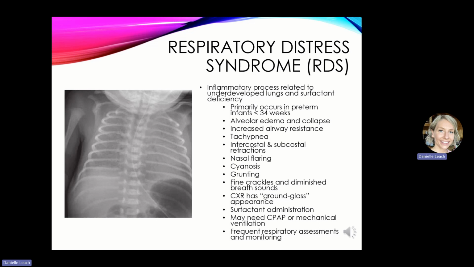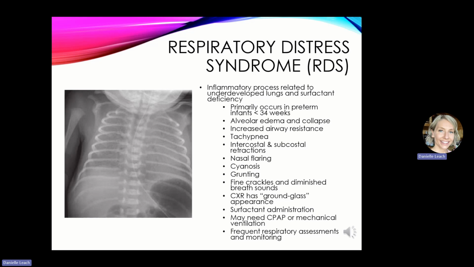What surfactant is, if you don't already know, is that it prevents the alveoli from sticking together when the baby exhales. So if they don't have the surfactant, or if they don't have enough of it, it can cause stiffening of the lungs. The alveoli can become edematous, they can collapse, and they have increased airway resistance. So they're not able to take as good of breaths as we would like. The alveoli are going to collapse.